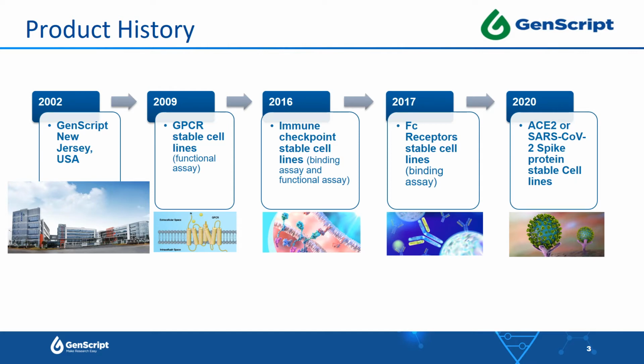One year later, we further extended our portfolio to also provide the Fc receptor stable cell lines for antibody binding. Last year, in 2020, right after the COVID-19 pandemic, we have also developed related cell lines overexpressing ACE2 or SARS-CoV-2 spike protein for investigation of the virus binding.